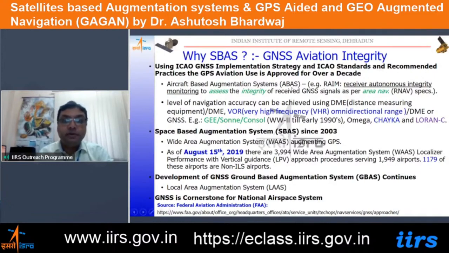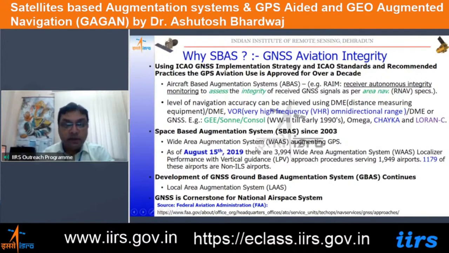aircraft-based management systems also require that the receiver autonomous integrity should be maintained. What does that mean? That means that the assessment of the signals is done, whether they are fulfilling the requirements for the area navigation, that is the RNAV. So we will see the specific instructions of RNAV also.